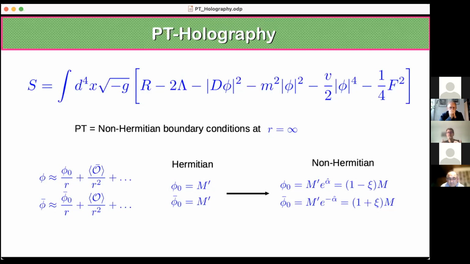The important ingredient is the holographic ingredient that the couplings of the dual field theory are the boundary values of the fields. So everything I have to do, in order to generate the PT holographic model, is do this non-Hermitian transformation, this analytic continuation, and the symmetry transformation on the boundary values. Okay.